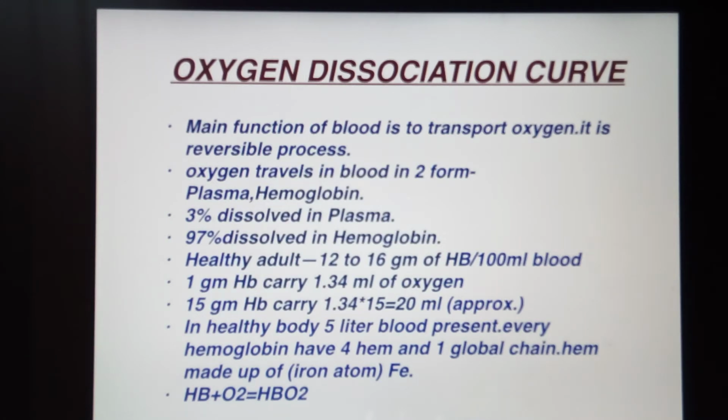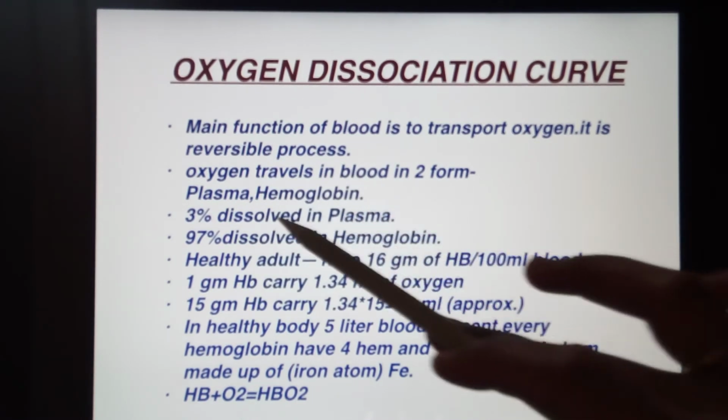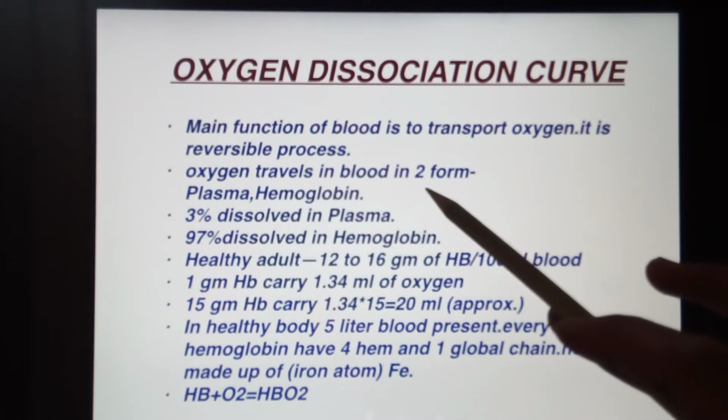Okay, so what is dissociation? Dissociation means dissolving: how much oxygen dissolves in the blood to be transported to the tissue, and how it is going to be transported. So for the oxygen dissociation curve, the main function of the blood is to transport oxygen, you know that, and it is a reversible process. Reversible means it happens from both sides, meaning the product can again become the reactant.